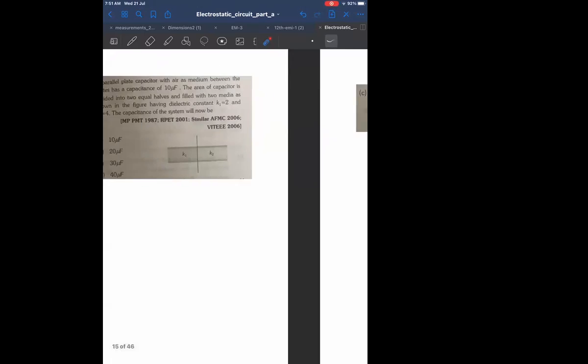So what is the constant for the first plate? 2. Epsilon naught. The total area is divided, here A by 2 and here A by 2, by D. And K2 for the second case is 4. So dielectric constants are 2 and 4. Check, here it is 2 and here it is 4. And the total area will be half, that is A by 2 and A by 2. Now that is the logic I had shown you. Now try to solve and tell me the answer.